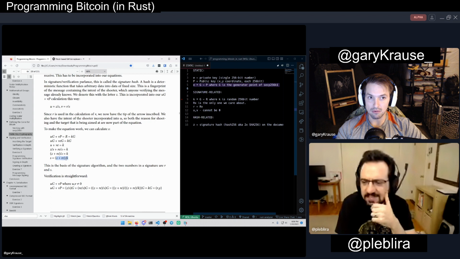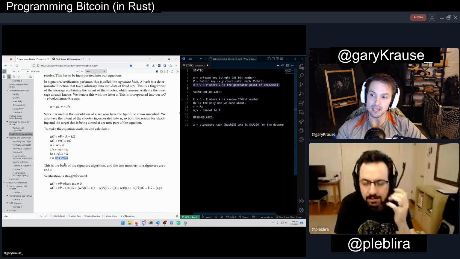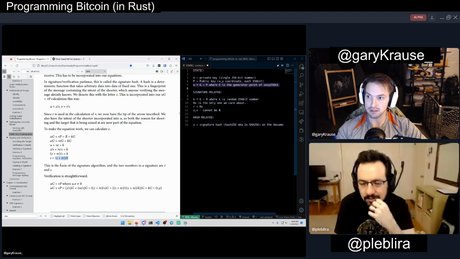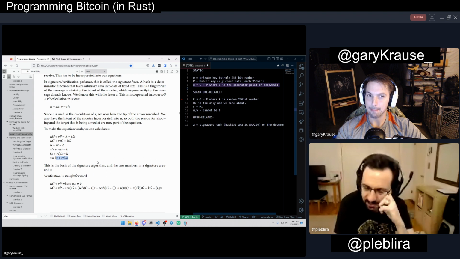And then, what's K again? K is the random 256-bit number that we're using to generate the random point on the curve by multiplying it by the generation point. So they're directly related. You change one, you're going to change the other automatically. Right.